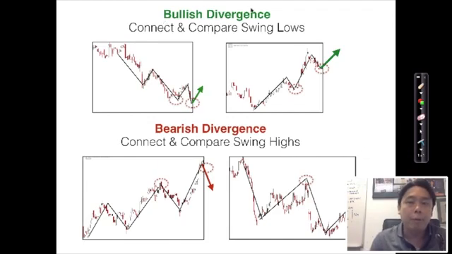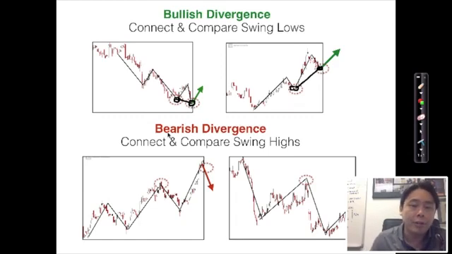Whenever we look for bullish divergence, we must connect and compare swing lows. Now, don't ask me why it's just like that. Just memorize this, okay? Whenever we look for bearish divergence, we connect and compare swing highs. So over here, you see these are swing low points, right? Swing lows, okay? We always are going to connect the swing lows, okay, and compare them to the indicator, swing lows.